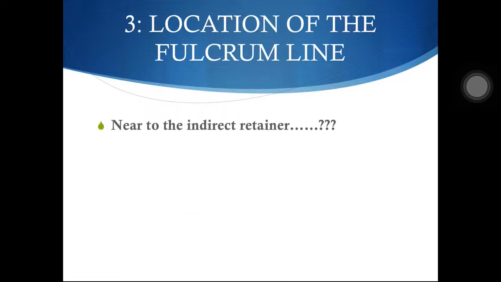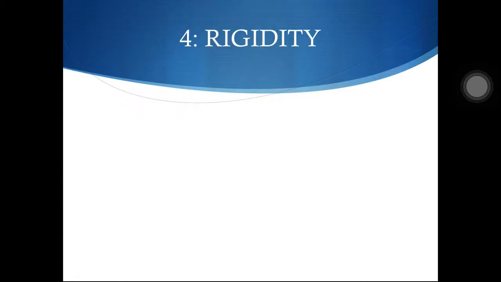Location of the fulcrum line should be as far away from the indirect retainer as possible. Rigidity: we know that as in the case of major connector, rigidity is most important for the direct retainer and for the indirect retainer to be activated.